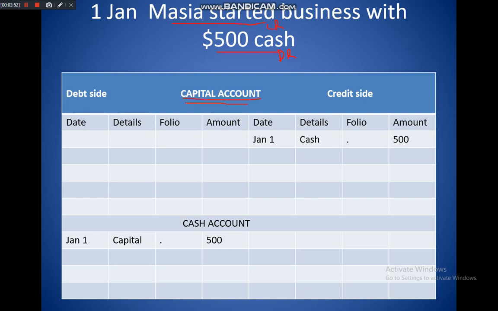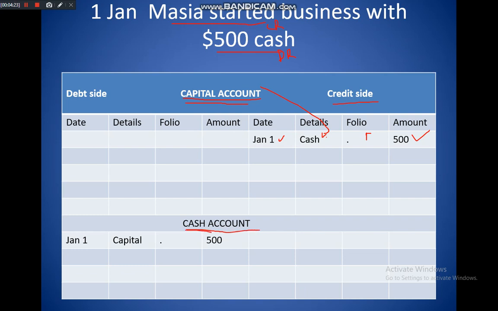What are we doing to capital account? We agreed that the capital account is credited, so you move to the credit side. Please, when you're crediting, you move to the credit side, then you do all the activity on the credit side. The date is 1 January. Record the other account. This is capital account, so you record the other account, which is cash account. Then you record the amount. For the meantime, leave the folio column. We'll finish it later.